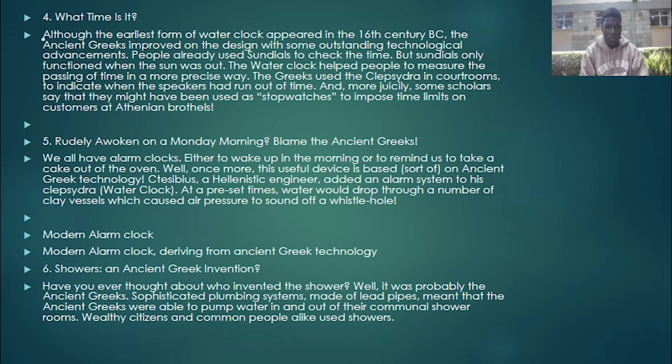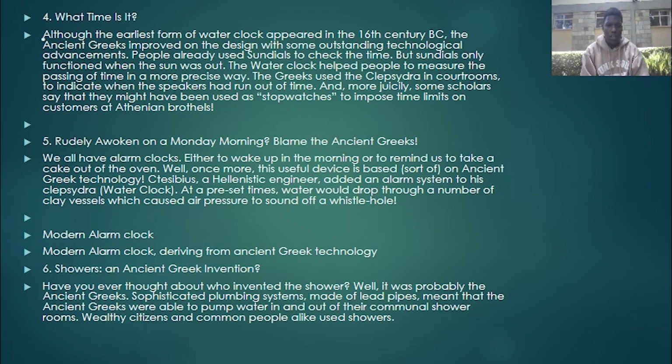We have another invention on time, on the clock. What time is it? Although the earliest form of water clock appeared in the 16th century, the ancient Greeks improved on the design with some outstanding technological advancement. People already used sundials to check the time, but sundials only functioned when the sun was out and could not function when there was no sun. So the water clock helped people measure the passing of time in a more precise way.